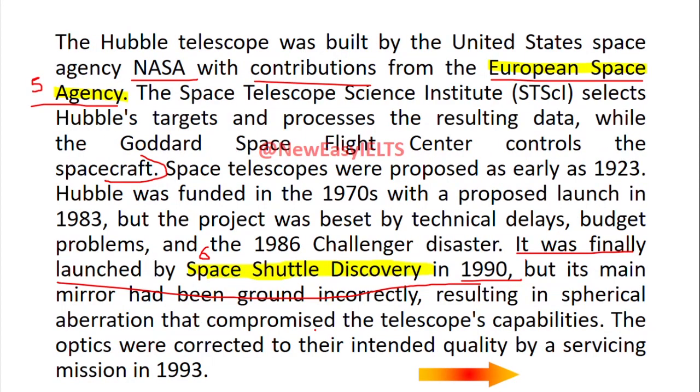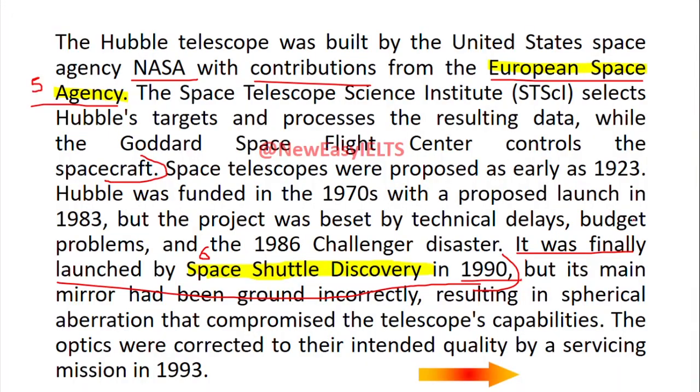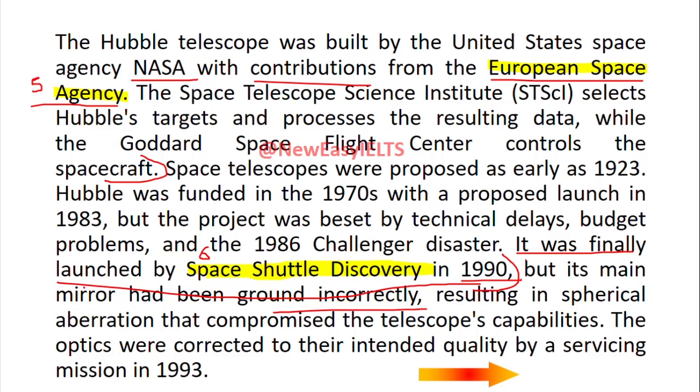So we have done till here, till the year 1990. We have already read, but we do not get any kind of word similar to calibrate. So we have to read again. But its main mirror had been ground incorrectly. It means that its mirror was not made perfectly, resulting in spherical aberration, means errors that compromise the telescope's capabilities. The optics were corrected and calibrated are kind of similar words.